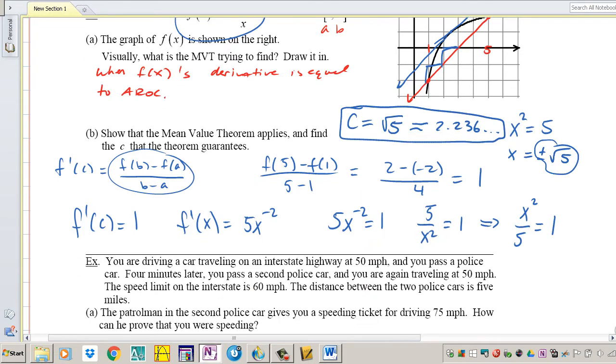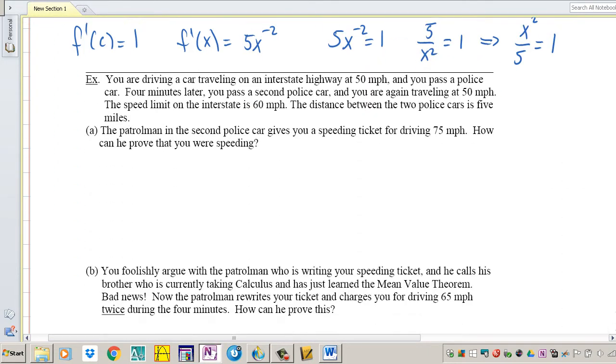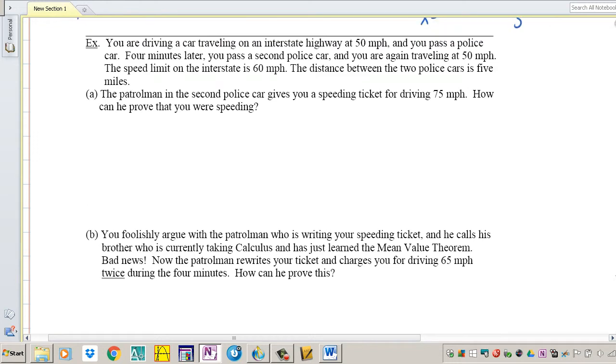We have time for some more examples. So it's actually our last example. Here's a pretty fun way of applying the mean value theorem. You are driving a car traveling on an interstate highway at 50 miles per hour as you pass a police car.